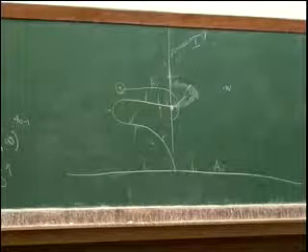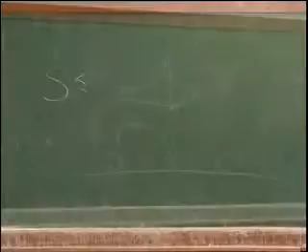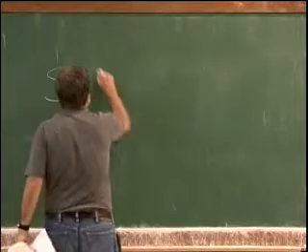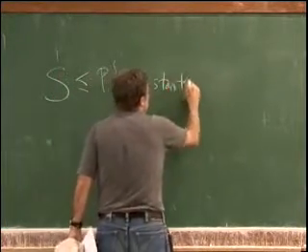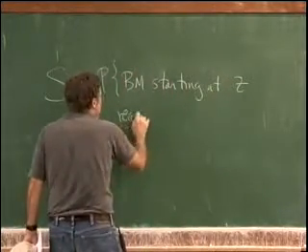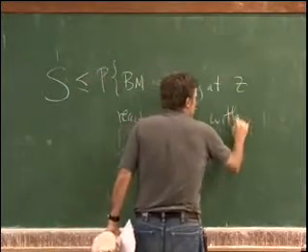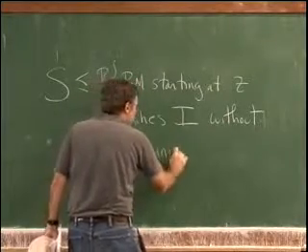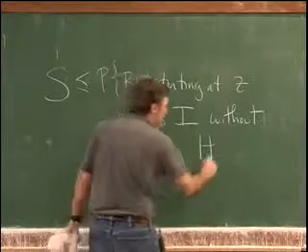But the sign is less than or equal to the probability Brownian motion starting at z reaches I without leaving H tau j.